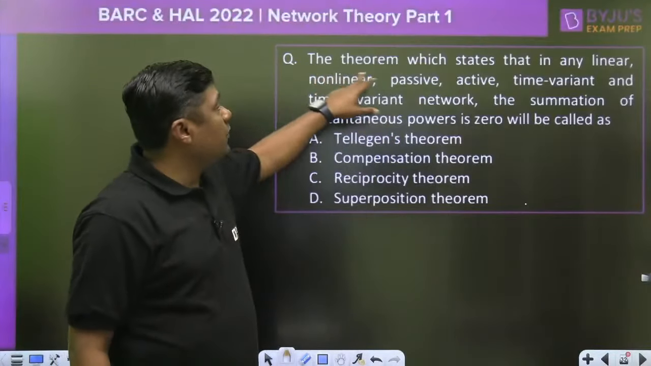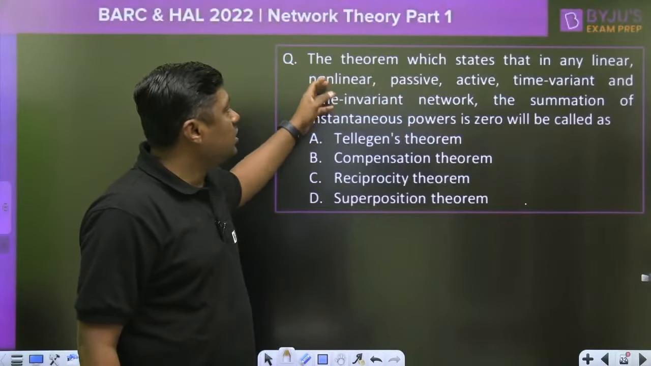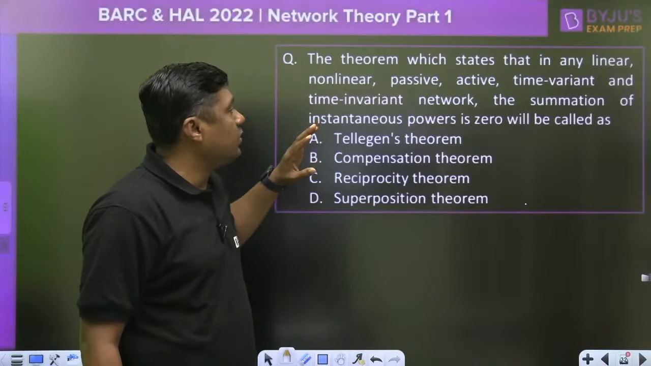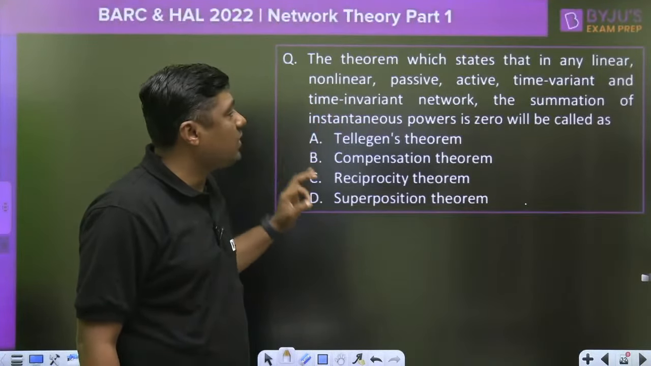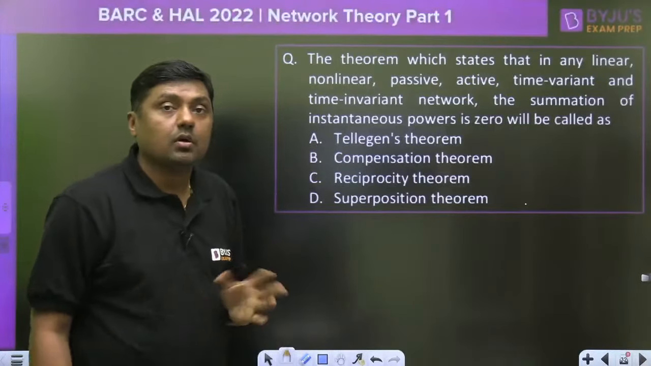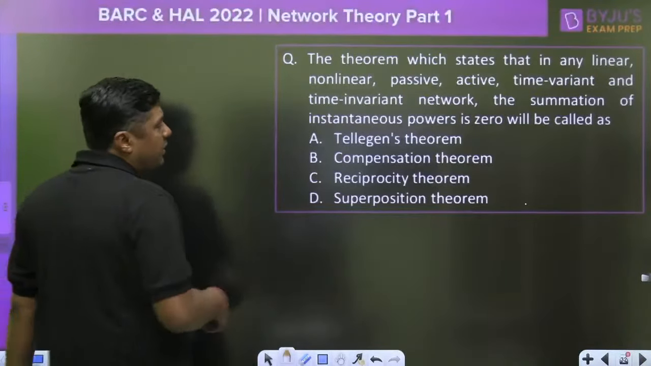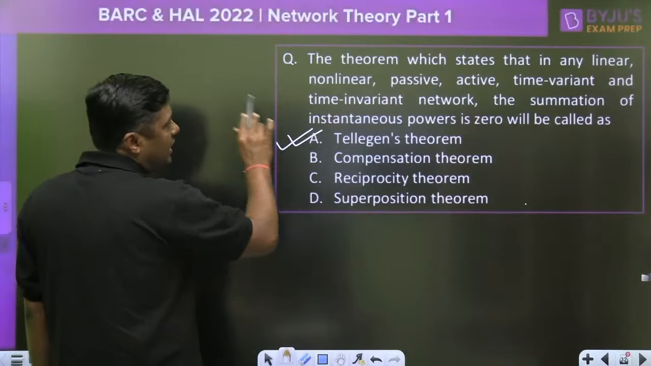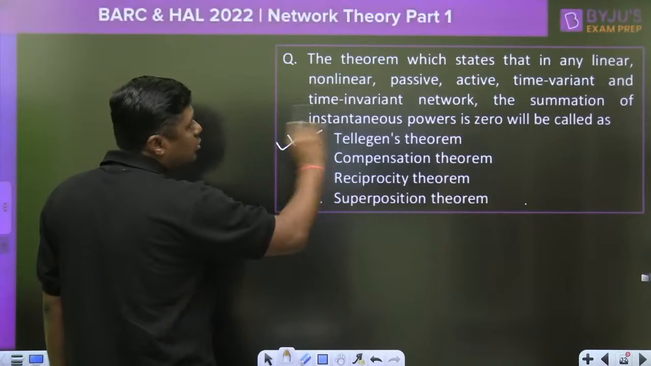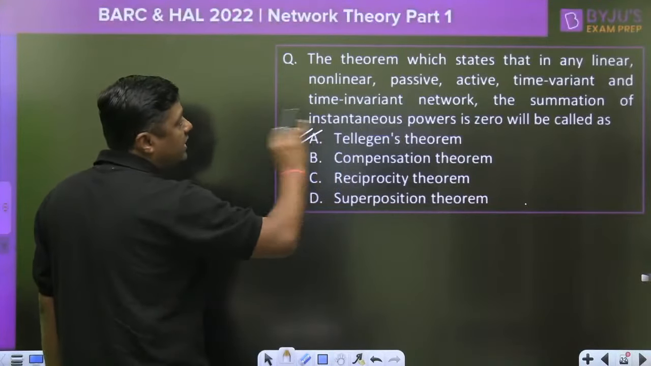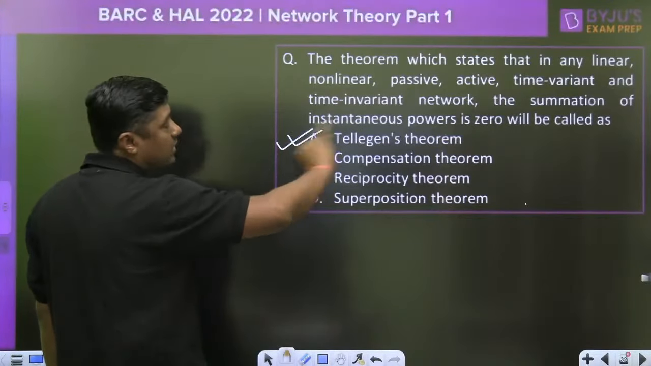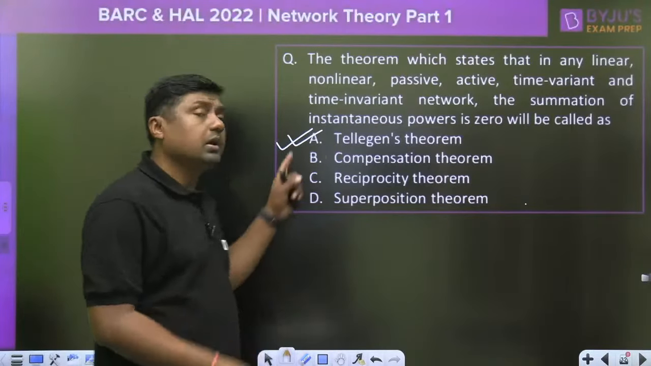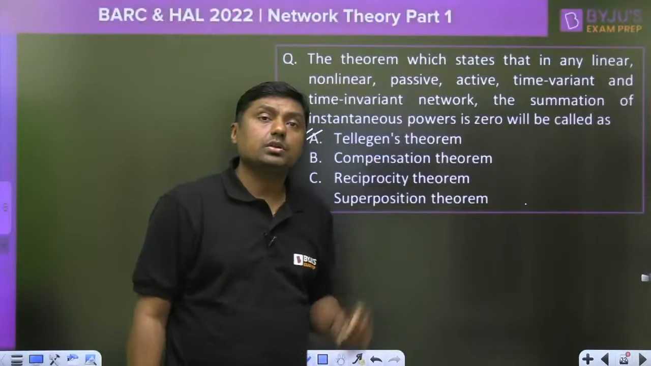So what is the answer? The theorem which states that in any linear, non-linear, passive, active, time variant and time invariant network, the summation of the instantaneous power is zero will be called as. What is the answer? A very, very simple question. This is Tellegen's theorem. Right? So Tellegen's theorem is applicable for linear, non-linear, passive, active, time variant, time invariant, any type of network, directly we can apply. Energy can neither be created nor be destroyed. That is Tellegen's theorem.